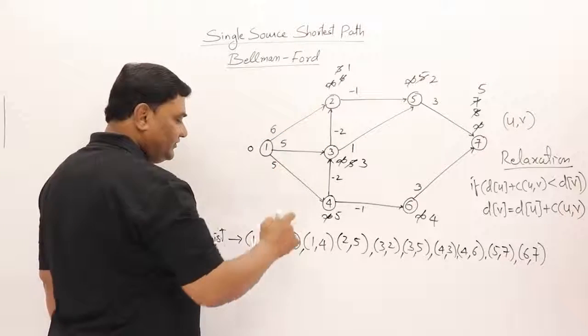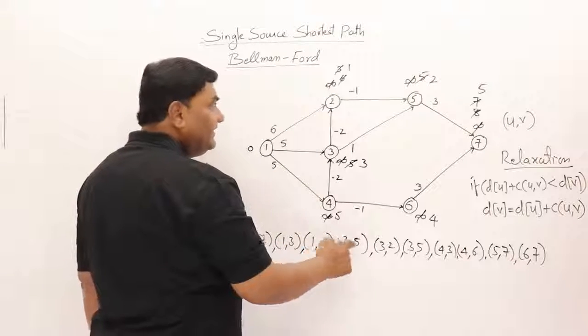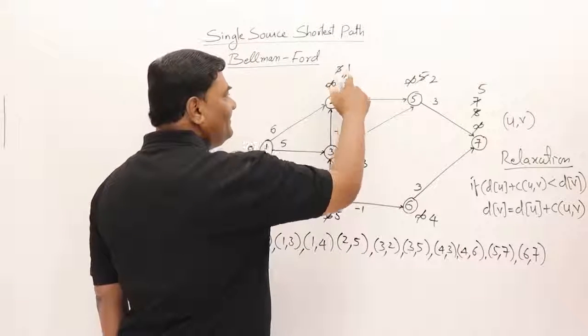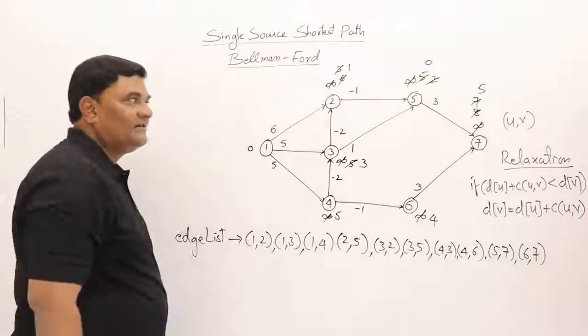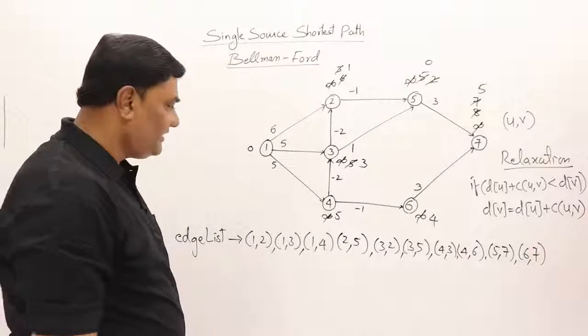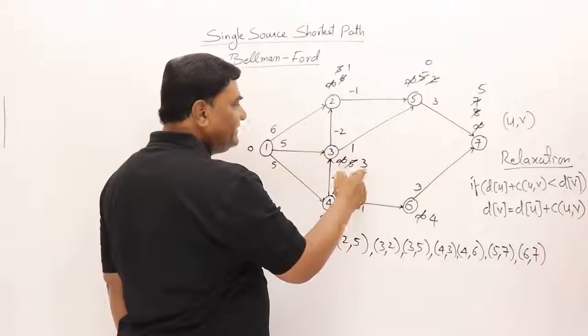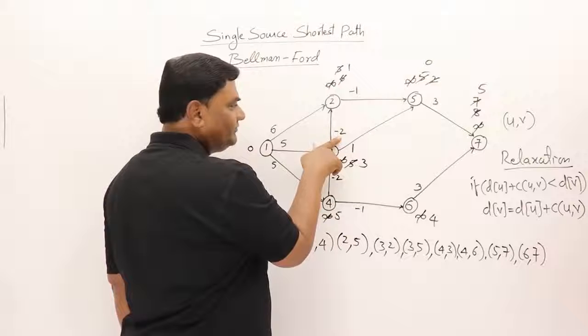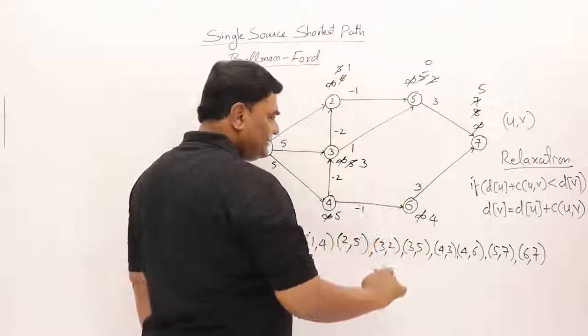1 comma 2, this will not change. 1 comma 3, this will not change. 1 comma 4 also will not change. Then 2 comma 5. 1 minus 1. This becomes 0. Right? Then 3 comma 2. So 3 is how much? 3. 3 minus 2 is 1. Already 1. Now no more changes.